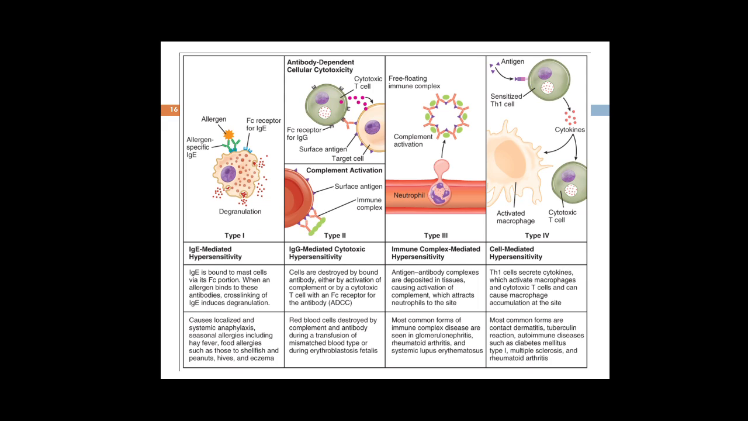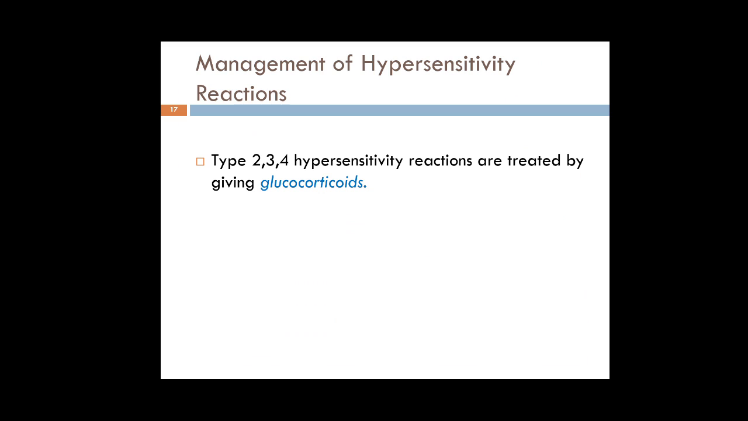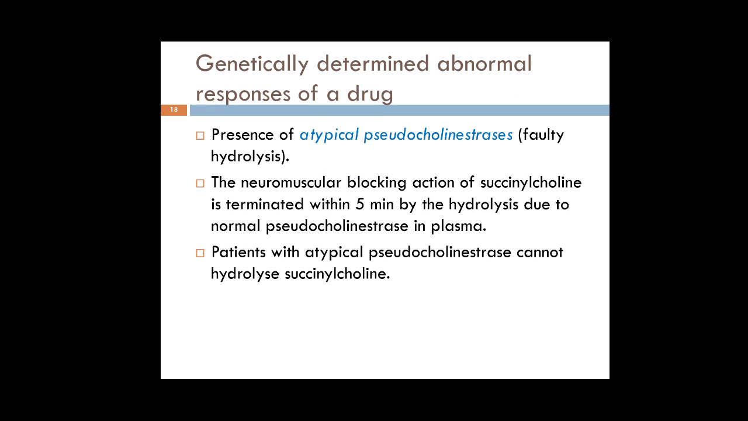These are again the type 1, type 2, type 3, type 4 and their differences. We have seen these reactions in detail, so we will go further. So, management of hypersensitivity reactions. We have seen management of type 1, that it is managed with adrenaline, corticosteroids and antihistaminic drugs. Type 2, 3, 4 hypersensitivity reactions are generally treated with glucocorticoids. Okay.